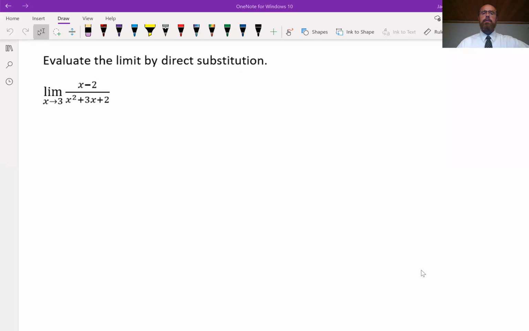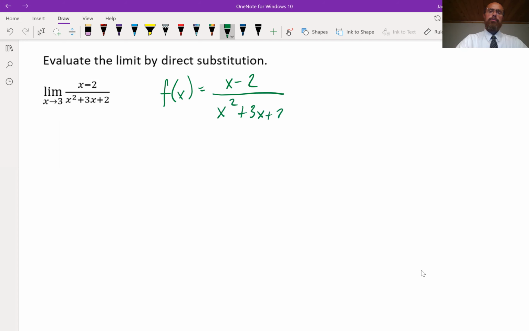So here we've got the limit as x approaches positive 3 of the function f of x. Just to remind how we're treating this, it is a function equals x minus 2 over x squared plus 3x plus 2. At this point, I want to really just look and see what the graph looks like for this rational function. So it's a fraction setup. So we'll create our coordinate plane.